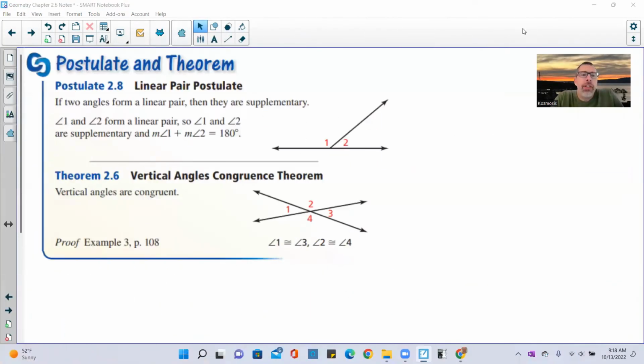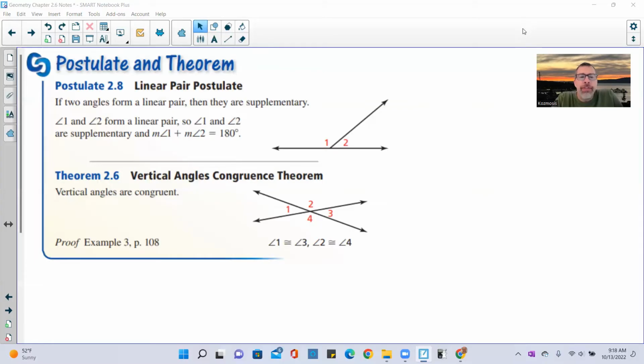Okay, now we have postulate and theorem. Postulate 2.8, linear pair postulate. If two angles form a linear pair, then they are supplementary because a line has 180 degrees. So two angles that form a line have to add up to 180 degrees. So angle 1 and angle 2 form a linear pair. So angle 1 and angle 2 are supplementary, and the measure of angle 1 plus the measure of angle 2 equals 180 degrees. Pretty simple.